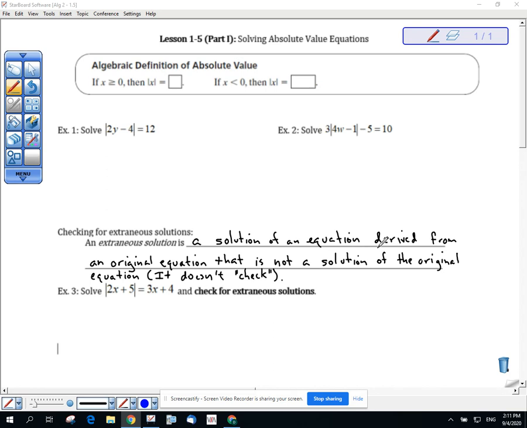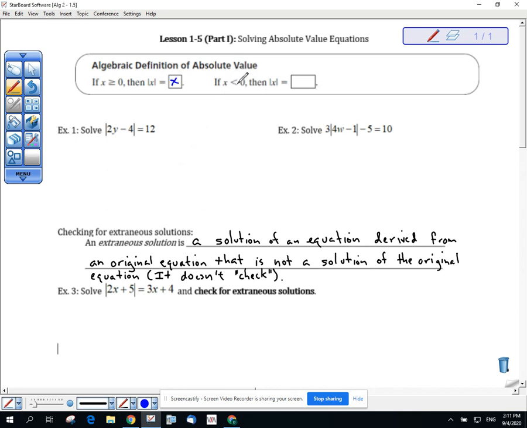Okay, so on the top bar there, it says if x is greater than or equal to 0, then the absolute value of x is equal to what? Another way to say this is that if x is positive, when you have a positive x and you take the absolute value of it, it remains positive. So in this little box should just go x.